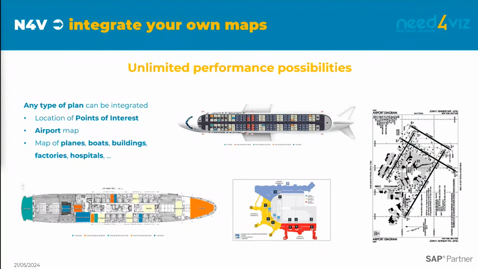And also making truly the unavailable available within WebI, we give you now the ability to import your own customized maps and plans. Any type of plans can be ingested, such as local points of interest, airport maps, planes, boats, buildings, stadiums, factories, and hospitals. We are stretching the boundaries of WebI to help you with the reporting capabilities.